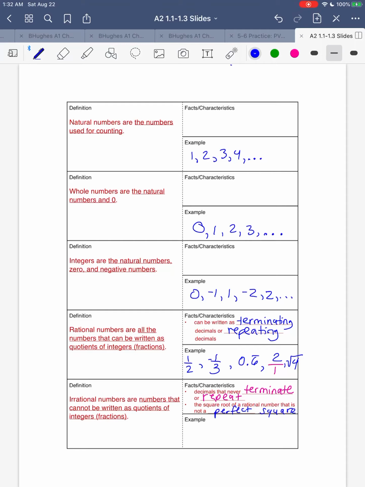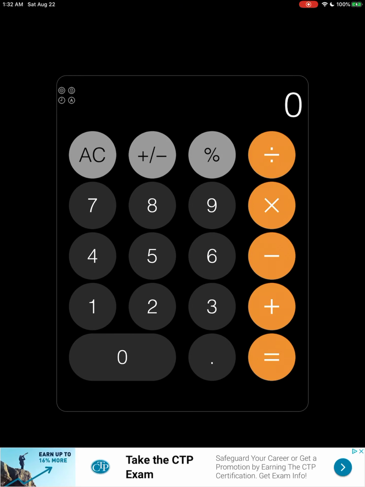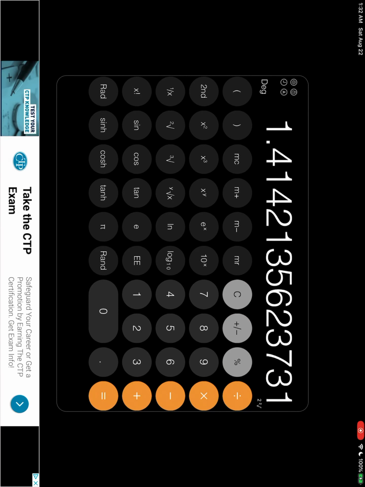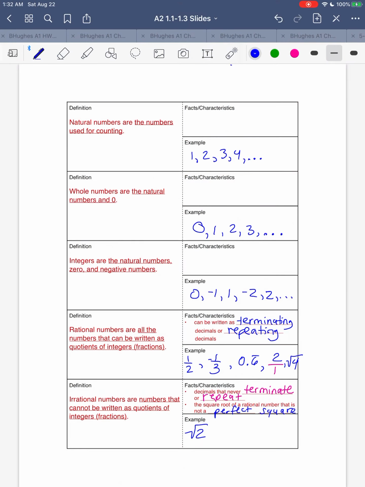So this would include numbers like, let's see, square root of 2, right? If you type on a calculator, and I'll just do that real fast, if you type the square root of 2, let me turn it sideways, the square root of 2, you're going to get 1.41421356237371, right? Not a perfect square, okay? So that would be an example of an irrational number.